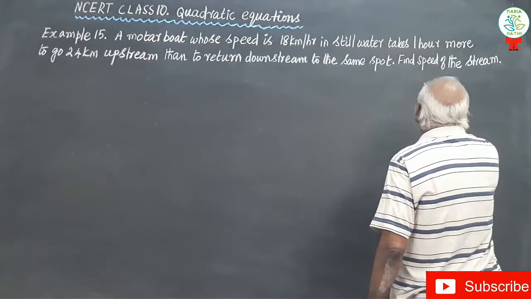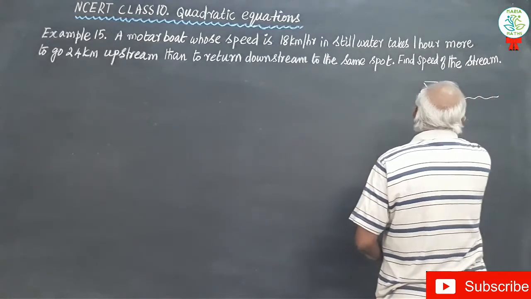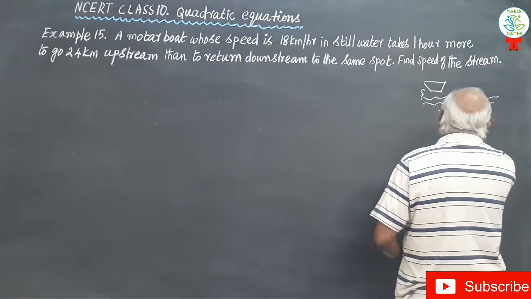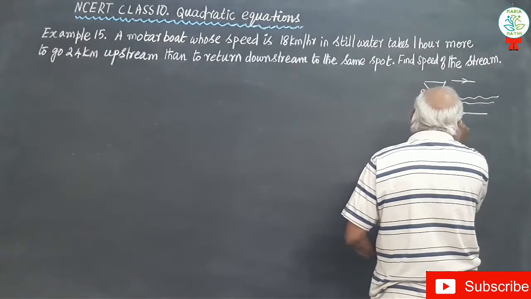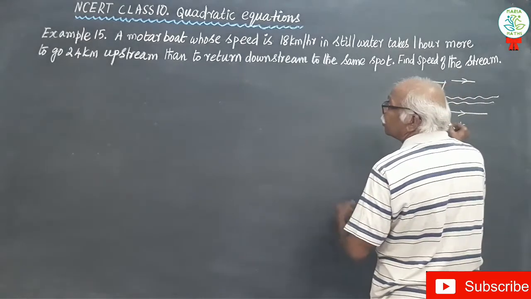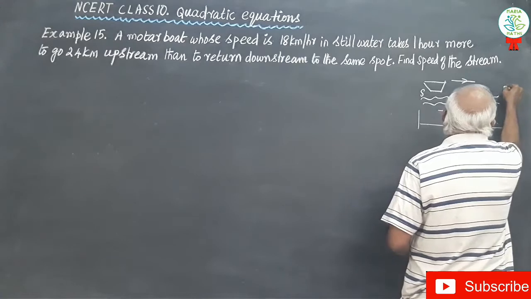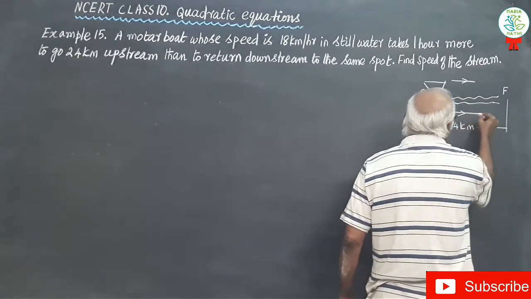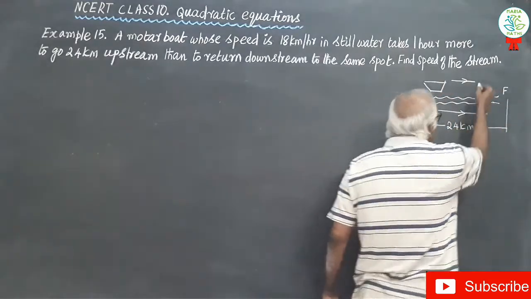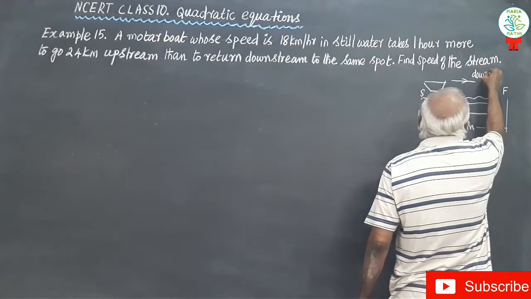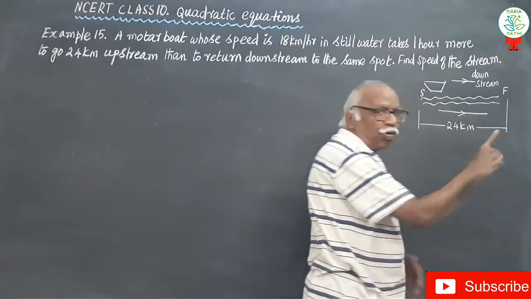Assume this is the boat. This is the starting point. This is water. Say water moves in this direction. Your boat is also moving in this direction. The distance is 24 km. Starting point, this is finishing point. Water moves in this direction, boat also moves in this direction. This is called downstream. Along the flow of water is downstream.